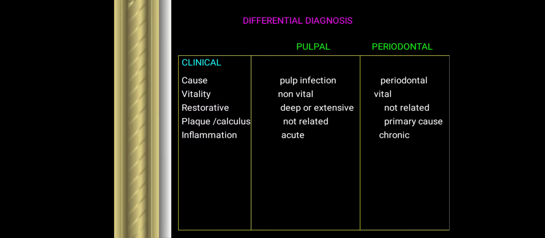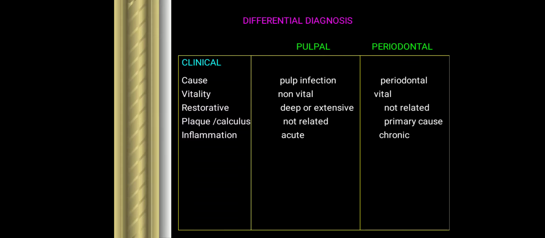Now coming to the differential diagnosis, whether it is pulpal disease or periodontal disease. If pulpal infection is there, then it is pulpal disease, and if periodontal infection is there, then it is periodontal disease. If we talk about the vitality of the tooth, the tooth will be non-vital in pulpal disease, and the tooth will be vital in periodontal disease.